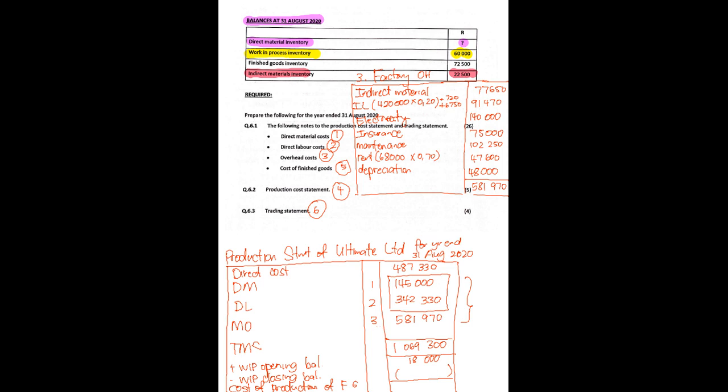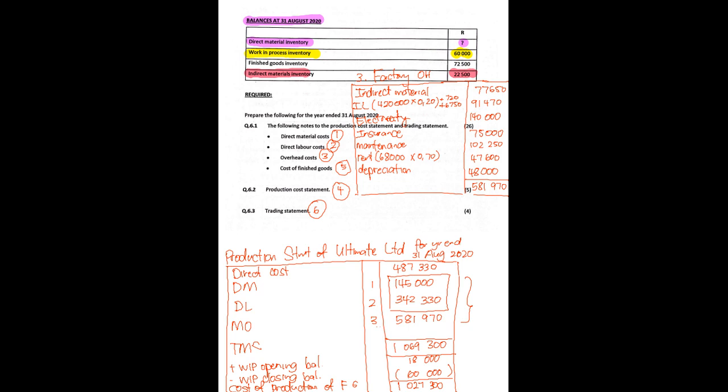So less the 60,000, and that now is going to give you the last figure, which is your cost of production of your finished goods, and that's 1,027,300. So once you have that, you can now draw up note number 4.